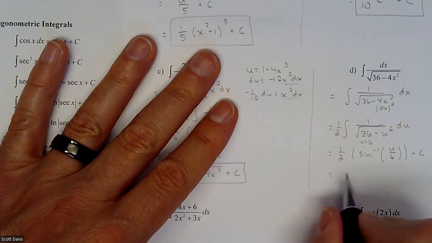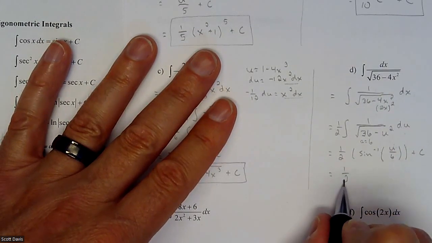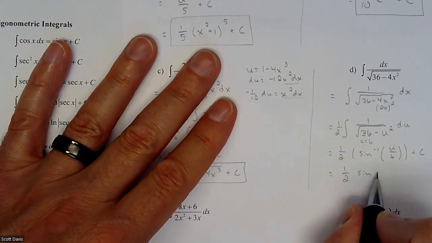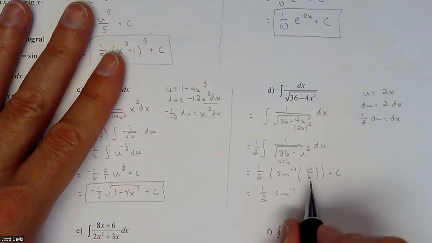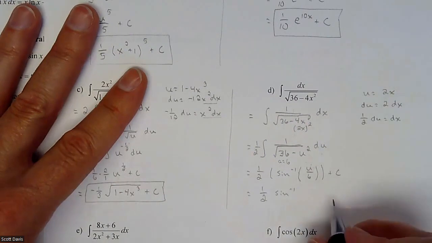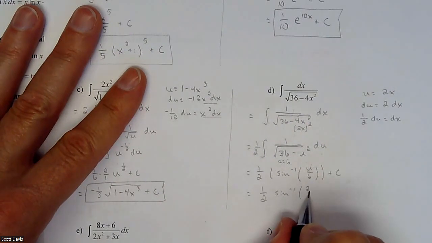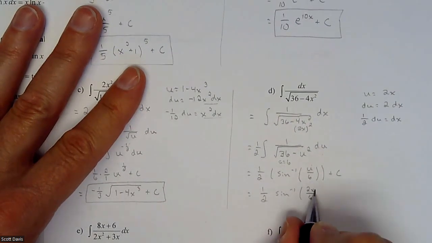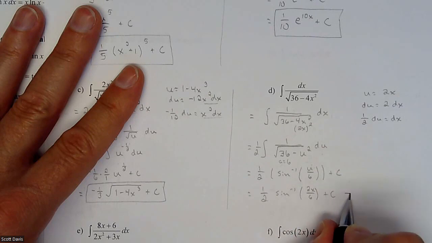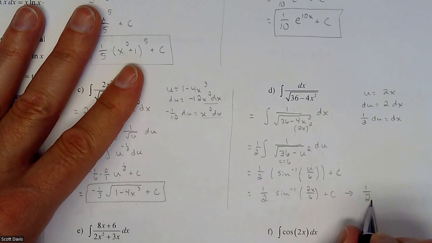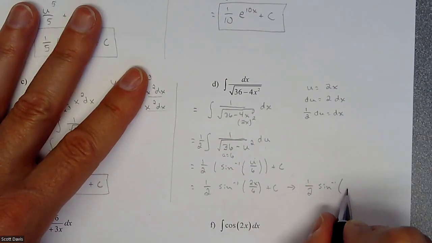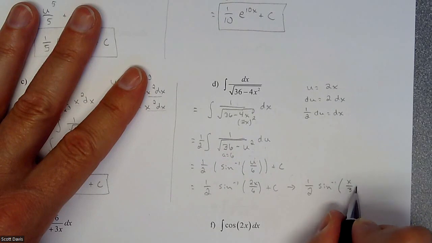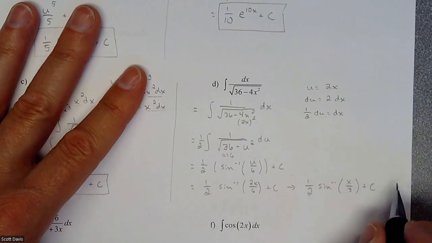So let's clean it up here a little bit. 1/2 inverse sine, and then my u value was 2x. So I have a 2x over 6 plus c. And so one last little cleanup is 1/2 inverse sine x over 3 plus c.